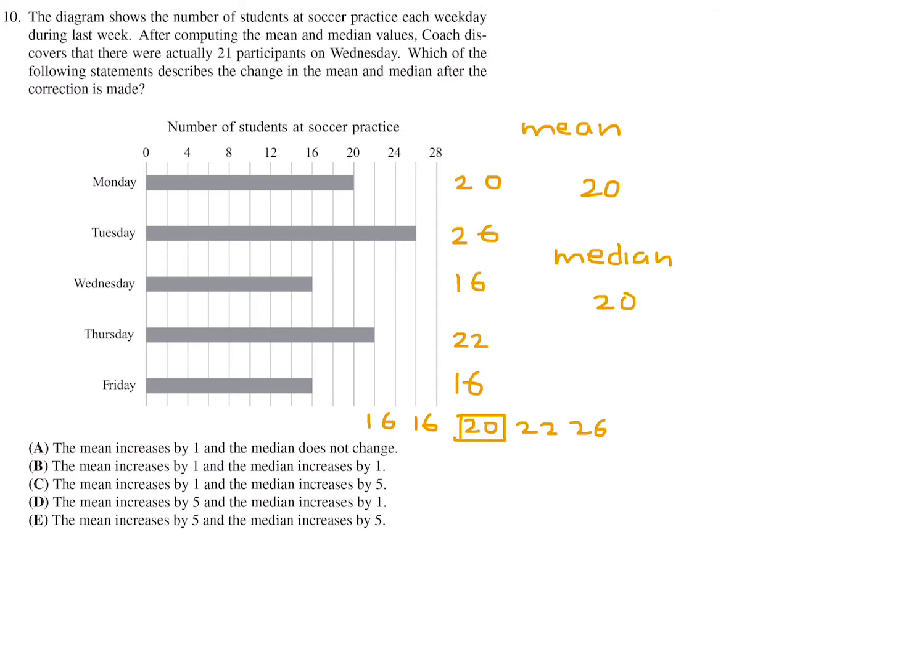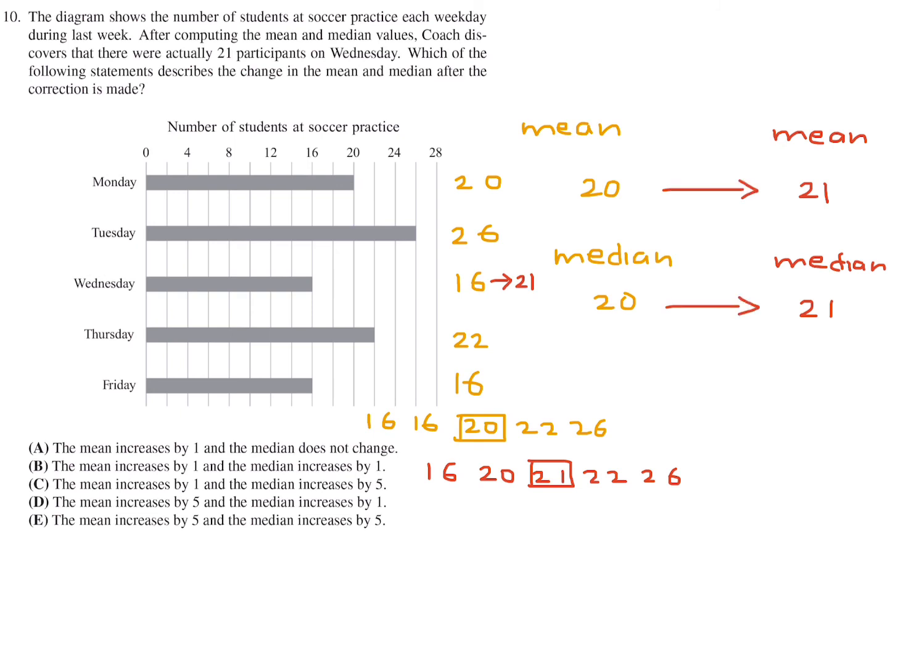Okay, so now what we have to do is change the Wednesday number to 21. So this is going to go to 21. And based on that, again, I have to calculate the mean and the median. So now, again, take these numbers, add them up, and divide by 5. And when you do, you get 21. The median this time, 16, 20, 21, 22, 26. So this time the middle value is 21. So it looks like both the mean and the median went up by 1. And that is represented by choice B for number 10.